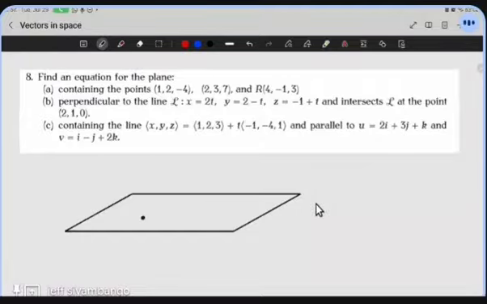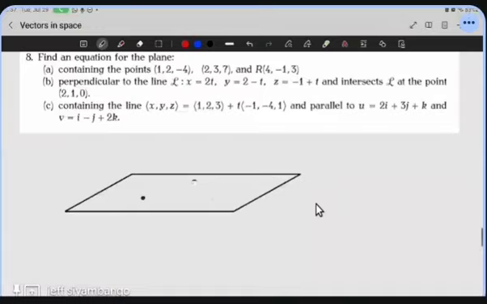To describe a plane, we need two things. We need a point on the plane. Well, we've got 3 points, so that's sorted out. But the problem is a vector that is perpendicular to the plane. So that is what we need to figure out. A vector perpendicular to the plane.